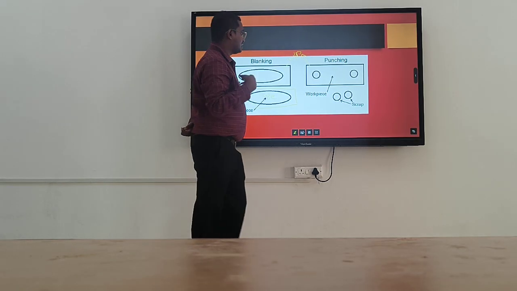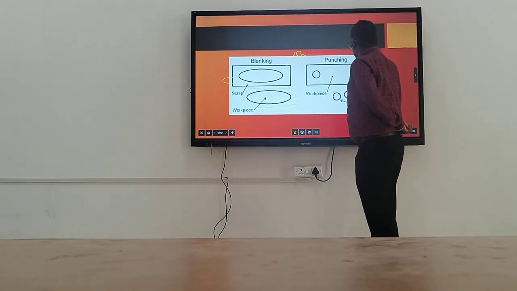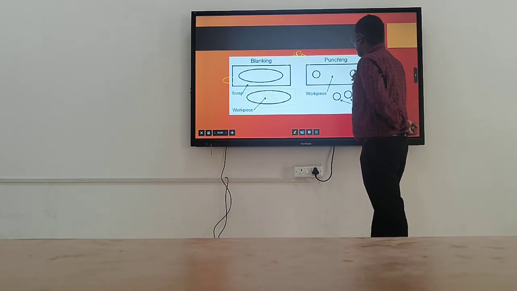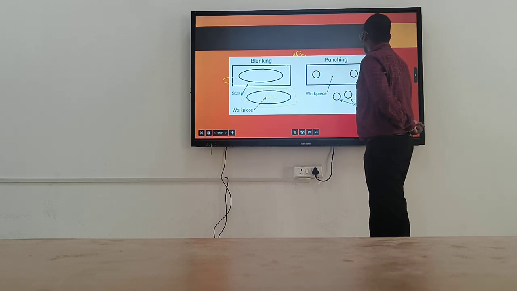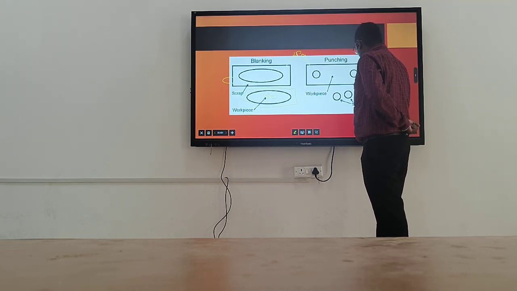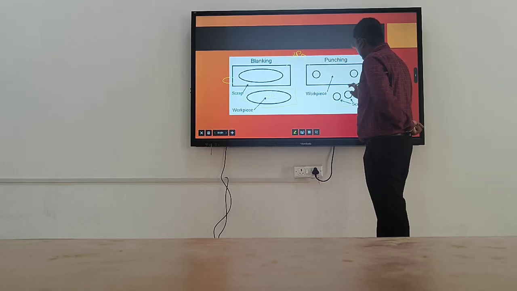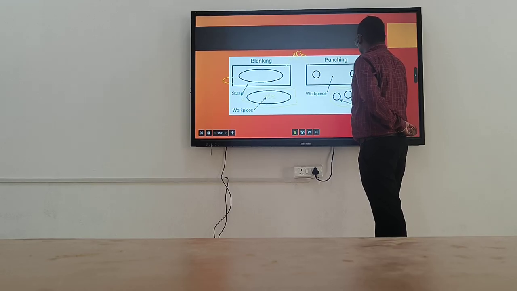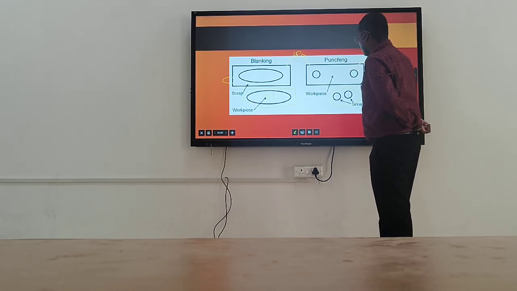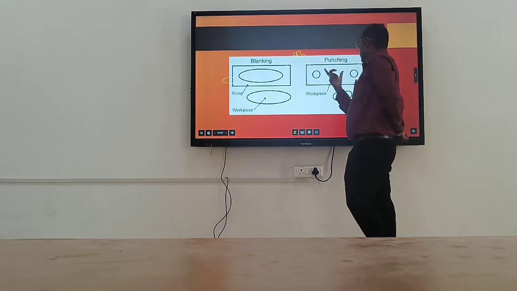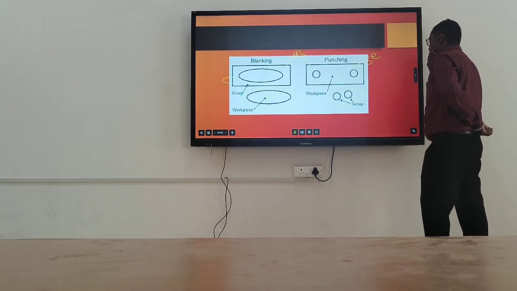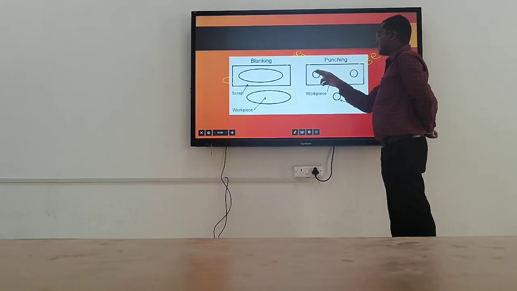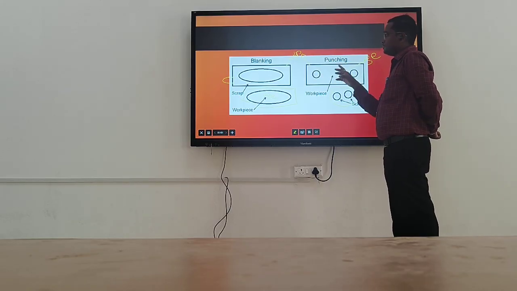Okay, in the punching operation, when we put a punch at the sheet, whatever product comes out, suppose these two are out from the shape. This one is the scrap, and this one is whatever we use as a product. Okay, these are opposite, both are opposite to each other.